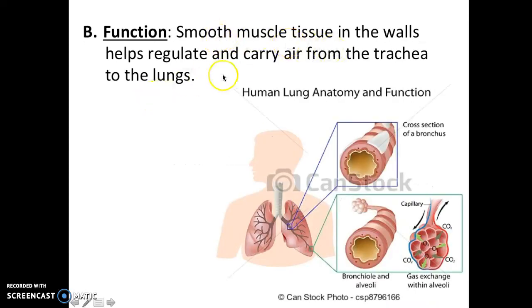Smooth muscle tissue in the walls helps regulate and carry air from the trachea to the lungs. So inside of there, you just have some smooth muscle that is constantly contracting in all these structures, making things move.